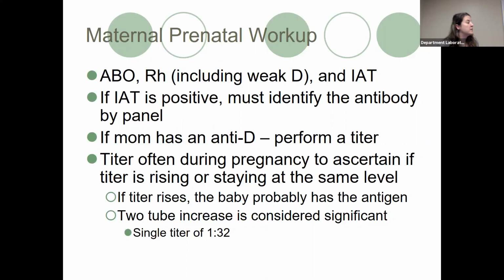A good rule of thumb is most facilities will consider a twofold increase. That means if your titer increases by twofold. So let's say the titer on initial antibody identification was 1 to 8, and then she comes back in 2 months later and her titer is 1 to 32. That would be a twofold increase. That is considered the antibody is actively building. That would be a concern.